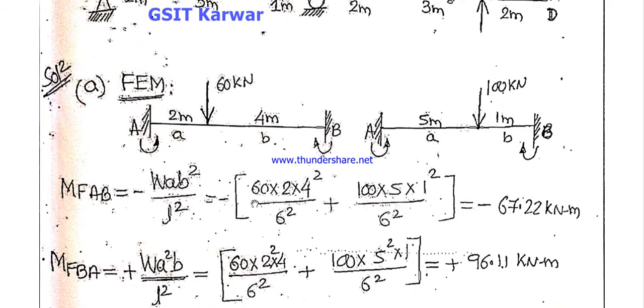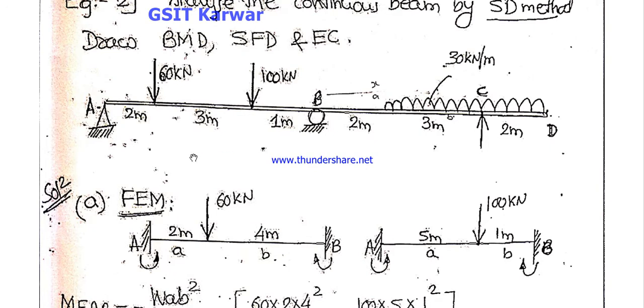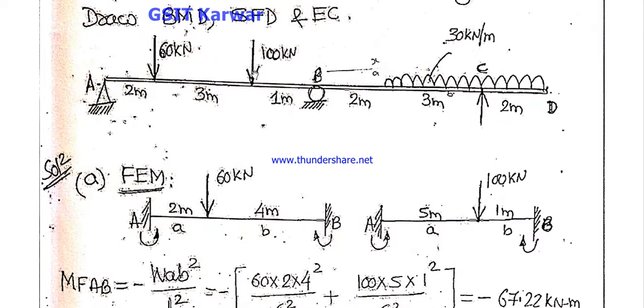Solution. The very first step is fixed end moment calculation. Considering this span AB, you can observe the load condition. Two point loads are given, 60 kilonewton and 100 kilonewton. But we don't have the formula for calculating fixed end moment for two loads on the span at a time. But we can modify this condition.